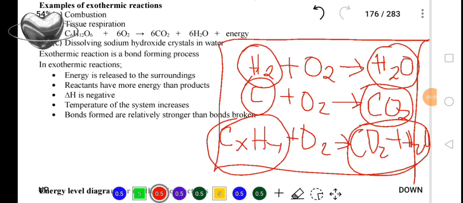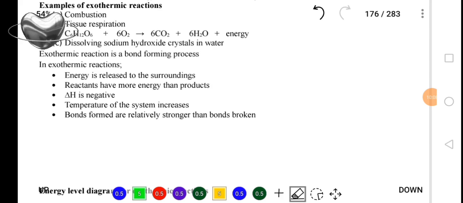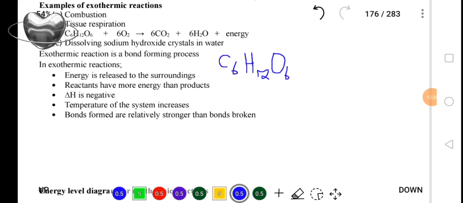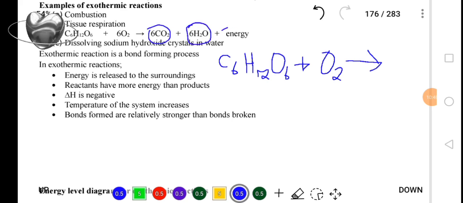Another example of exothermic reactions is nothing else but tissue respiration. Now, in tissue respiration, we are having glucose. This glucose is reacting with oxygen. We are having the products which are carbon dioxide, water, and energy.